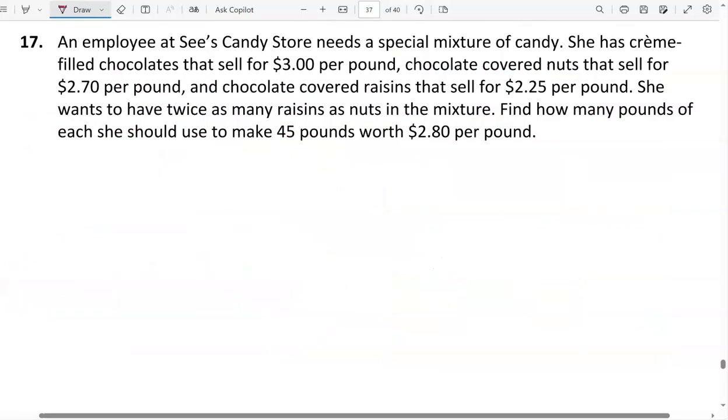In 17, we have a candy store that needs a special mixture of candy. So hint, this is a mixture problem. Cream-filled chocolates that sell for $3 per pound. That sounds like a rate, dollars per pound. Okay, so we're going to set up our table here with a rate measured in dollars per pound. And if we multiply dollars per pound by the number of pounds, then we should get a dollar value for each of these candies here.